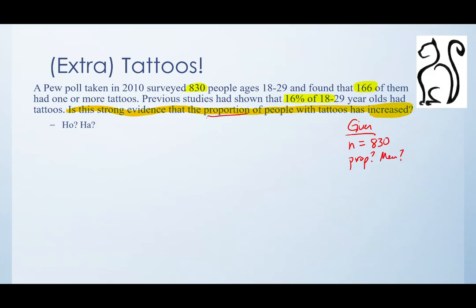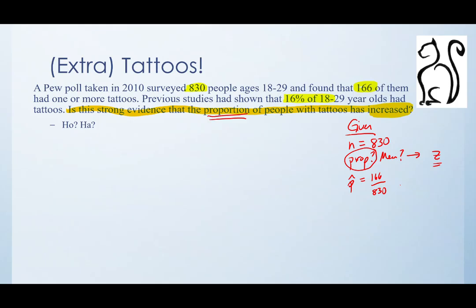Okay. Are we testing a mean or a proportion? Well, it's pretty clear here, right, in the question. Is this evidence that the proportion of people with tattoos has increased? So obviously, we're testing a proportion. That means we will be using a z-score, right? Okay. Do we have a sample proportion? Yes, we do, right? 166 out of the 830 had tattoos.